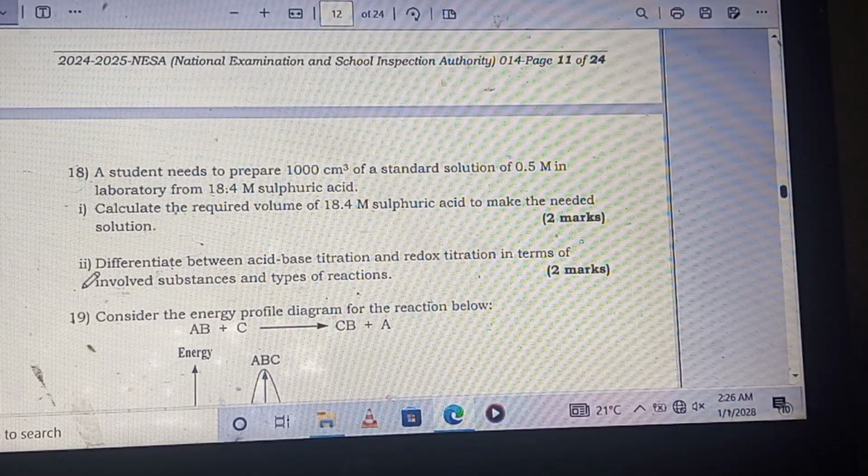II. Differentiate between acid-base titration and redox titration in terms of involved substances and in terms of reaction. What do you think is the difference between acid-base titration and redox titration? Type in the comments.